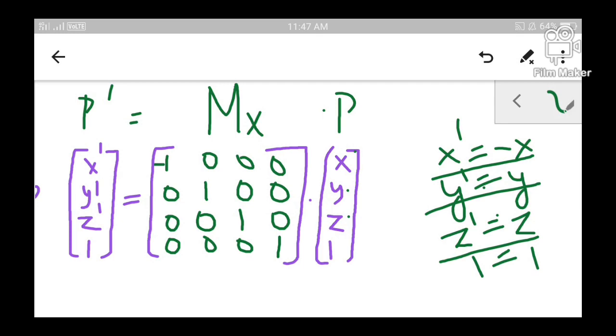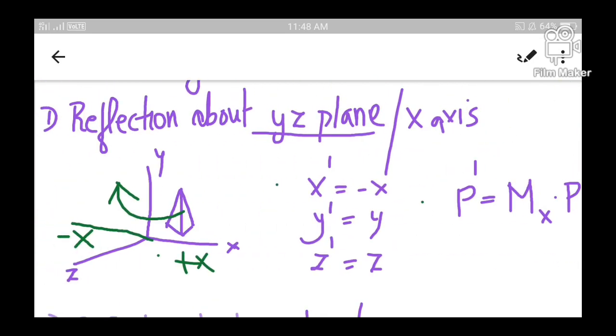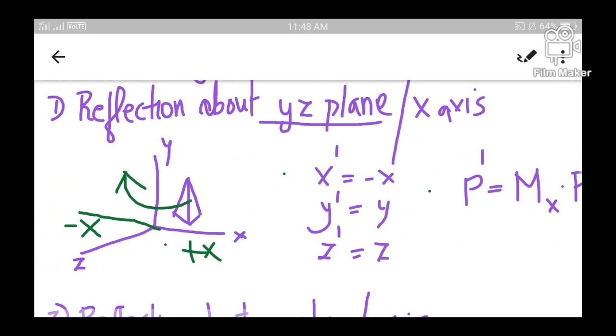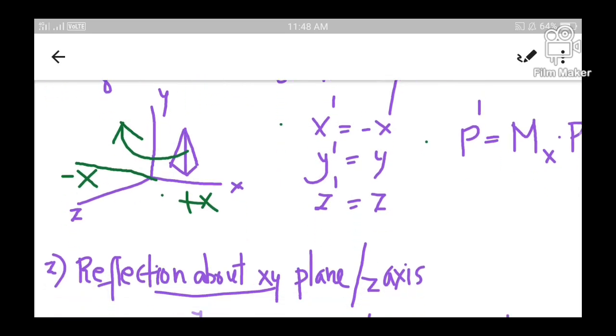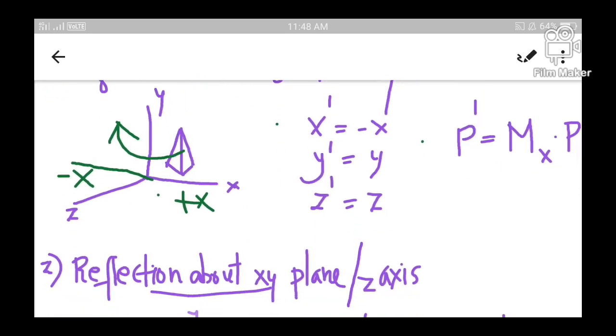Okay, so this is how reflection about the yz plane or reflection about the x-axis is achieved. Now let us proceed to the second type of reflection, which is reflection about the xy plane. As we have already explained, reflection about the xy plane means reflection takes place in the xy plane, or we can say reflection takes place along the z-axis.